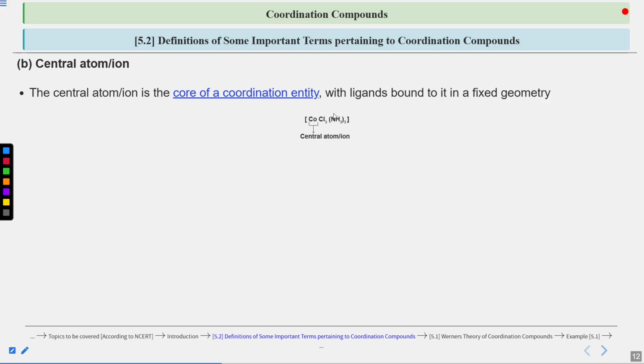If you take this diagram, [Co(NH3)3Cl3], the same example, this whole thing is a coordination entity present inside the square bracket, and here the cobalt only is the central atom or ion, which is considered as the core of a coordination entity.